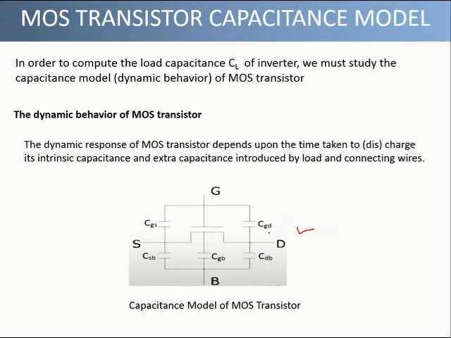CGS and CGD denote the gate to source and gate to drain capacitance. CSB and CDB denote the source to body and drain to body capacitance, whereas CGB denotes the gate to body capacitance. These all capacitances constitute the intrinsic capacitance of a MOS transistor. Therefore, the dynamic response of the MOS transistor depends upon the time taken to discharge or charge its intrinsic capacitance as well as extra capacitance introduced by load and connecting wires.